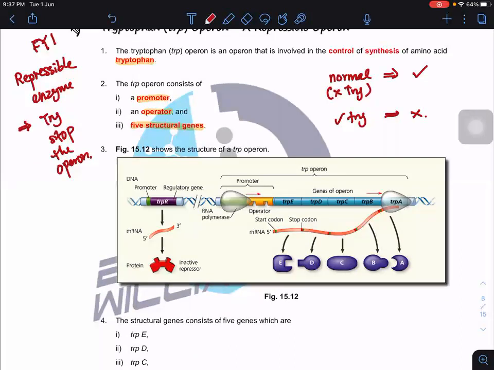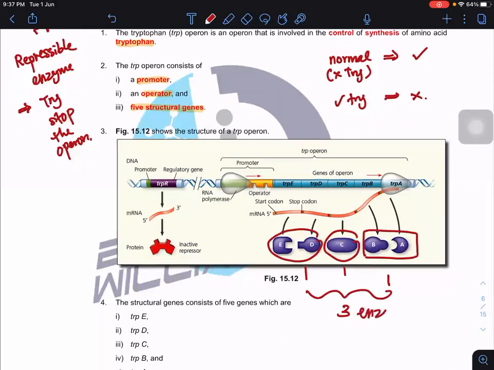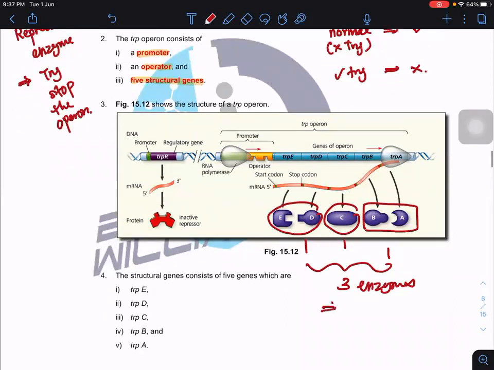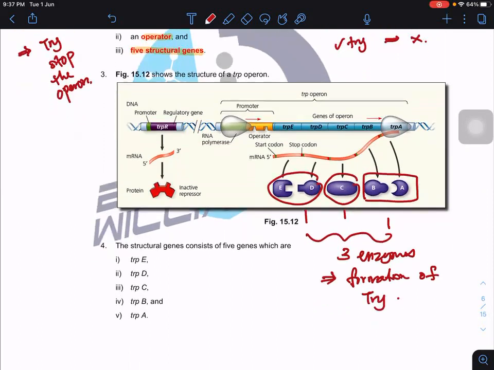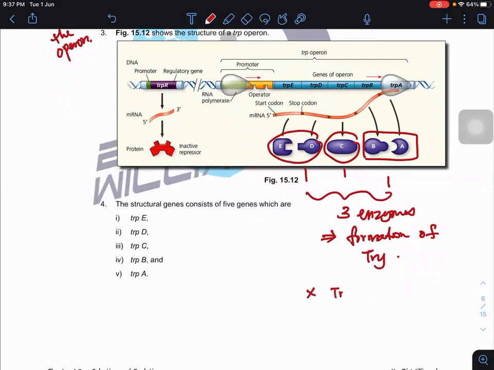So enzymes A and B combined together form 1 enzyme. C itself forms 1 enzyme. E and D combined together form an enzyme. So in total we have 3 enzymes. These 3 enzymes are involved in the synthesis of the amino acid tryptophan. So under normal conditions, when there's no tryptophan, this operon is going to be switched on. Are you clear? Why? Because there is not enough tryptophan, right? Bacteria produce their own tryptophan, so it is switched on.